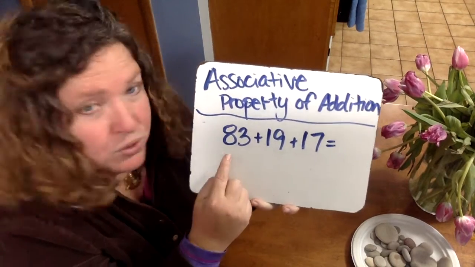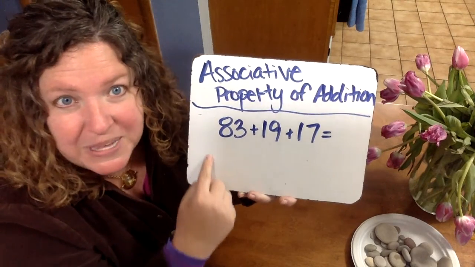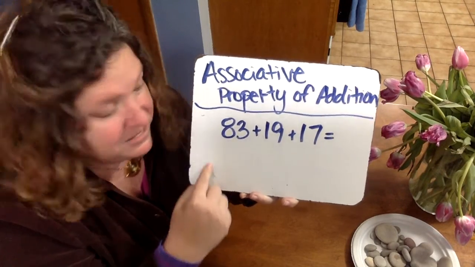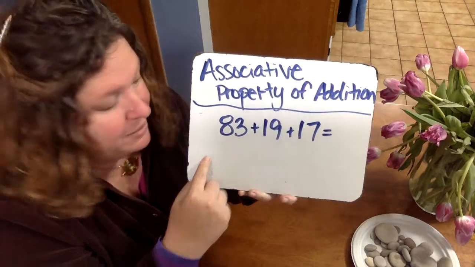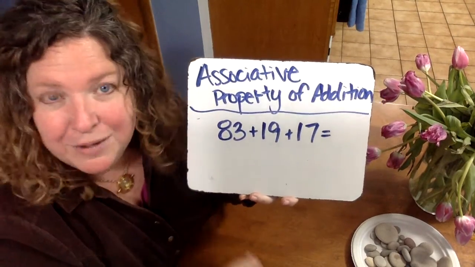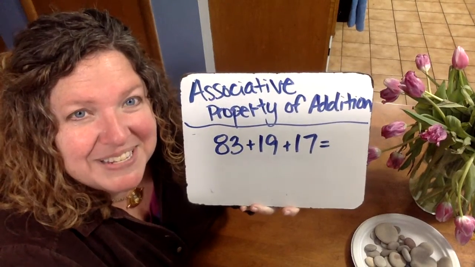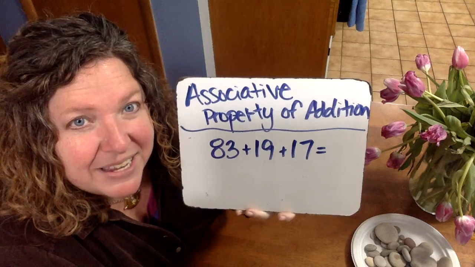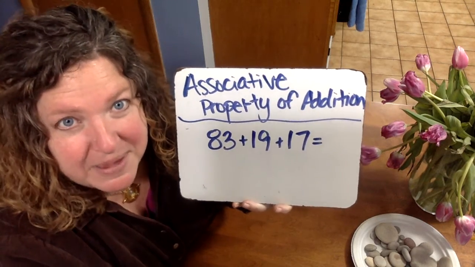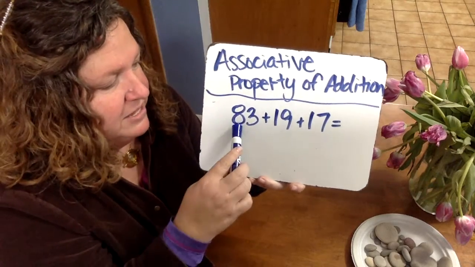So you could just add them straight up, line them up with the tens place in the tens column, all the numbers in the ones place in the ones column. You can add them up just like that. But the associative property tells us that it can help us sometimes, especially in mental math, but even when we're doing it on paper. Now, let's take a look.